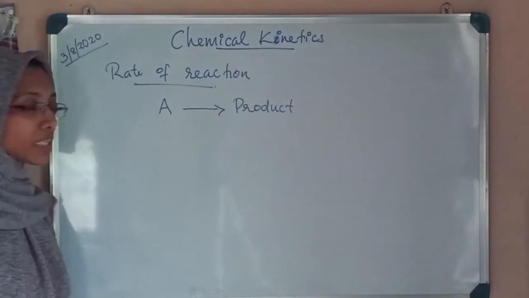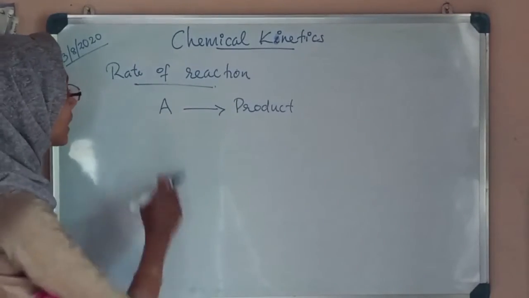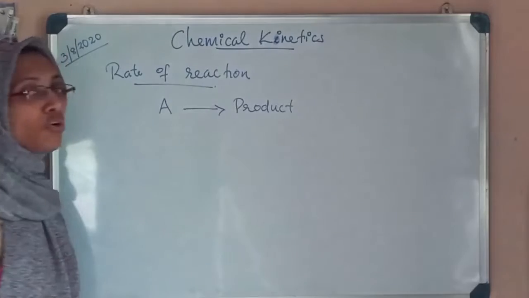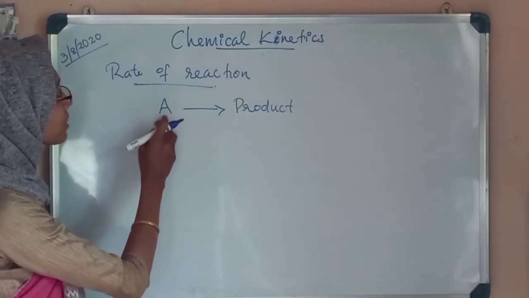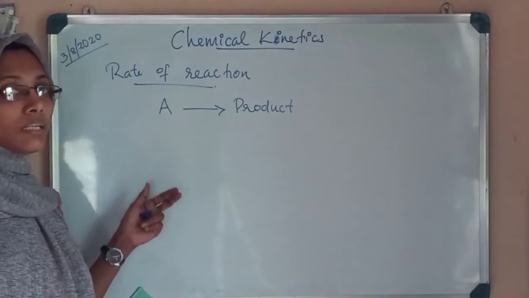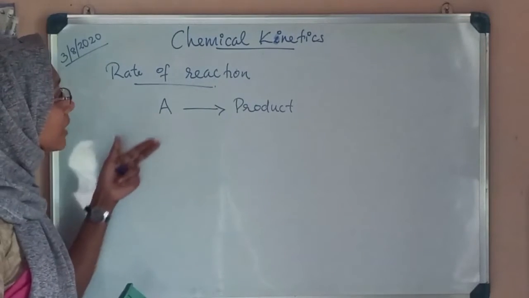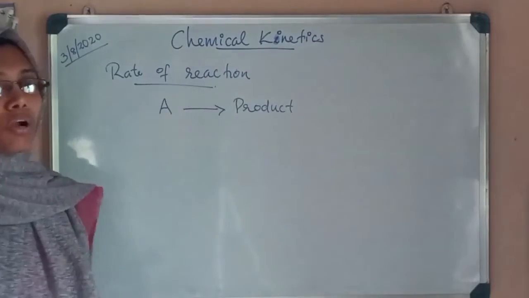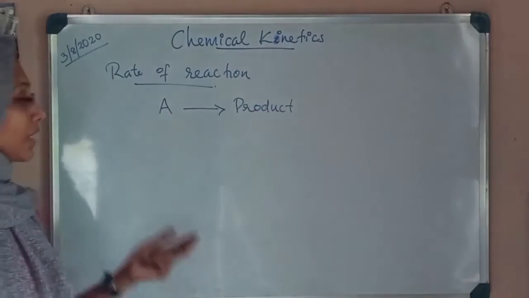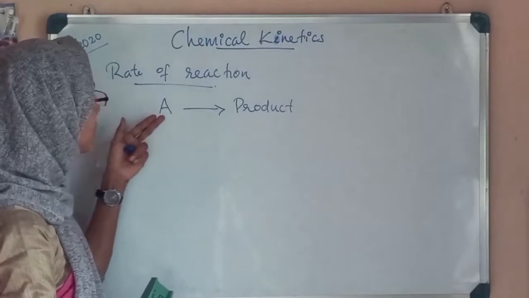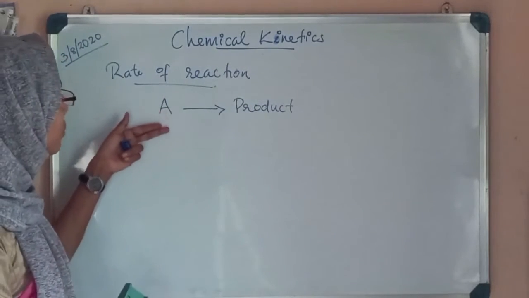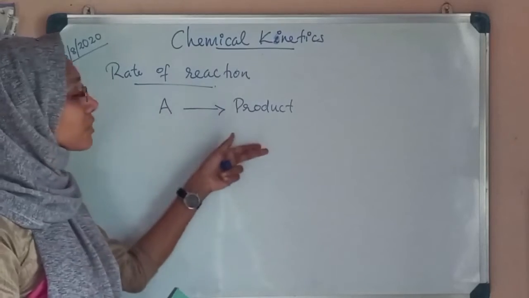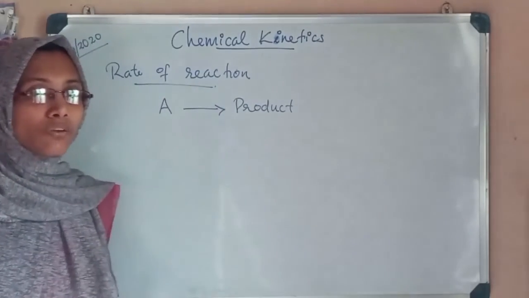Consider a hypothetical reaction in which the reactant A is converted into product. Then as the reaction proceeds, the concentration of the reactant A decreases and the concentration of the product increases. That is, as the reaction proceeds, A is converted into product. So the concentration of A decreases with time and the concentration of product increases with time.